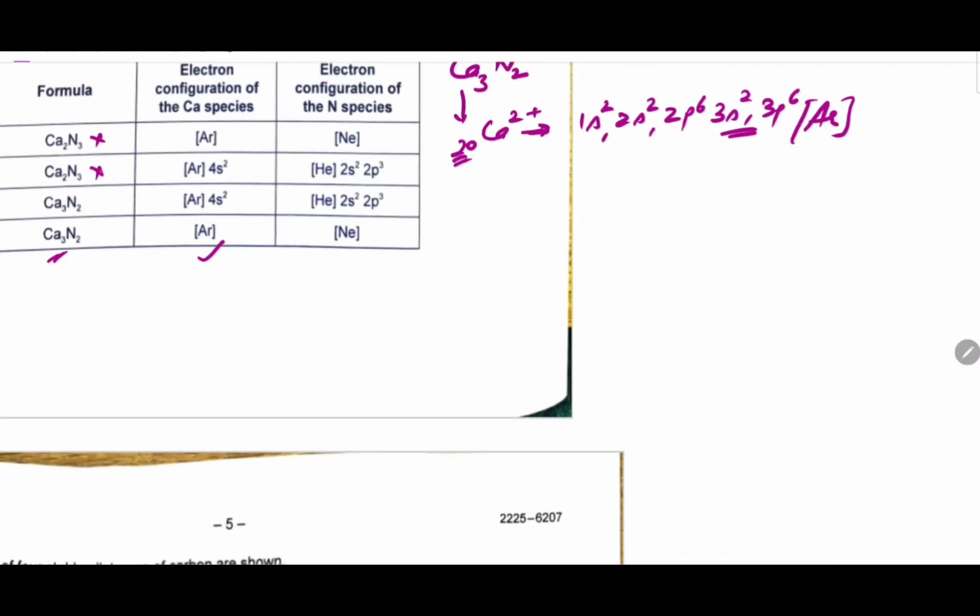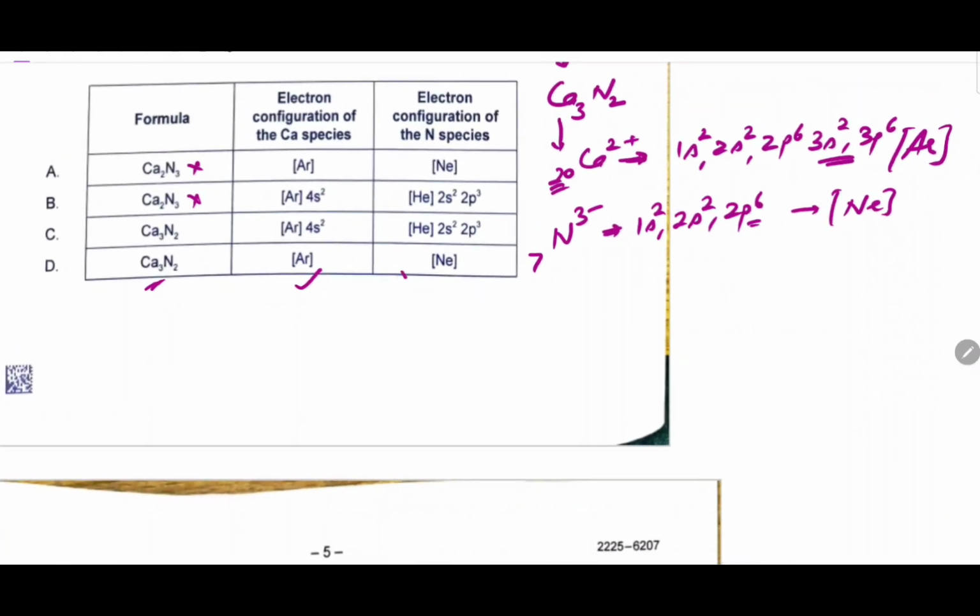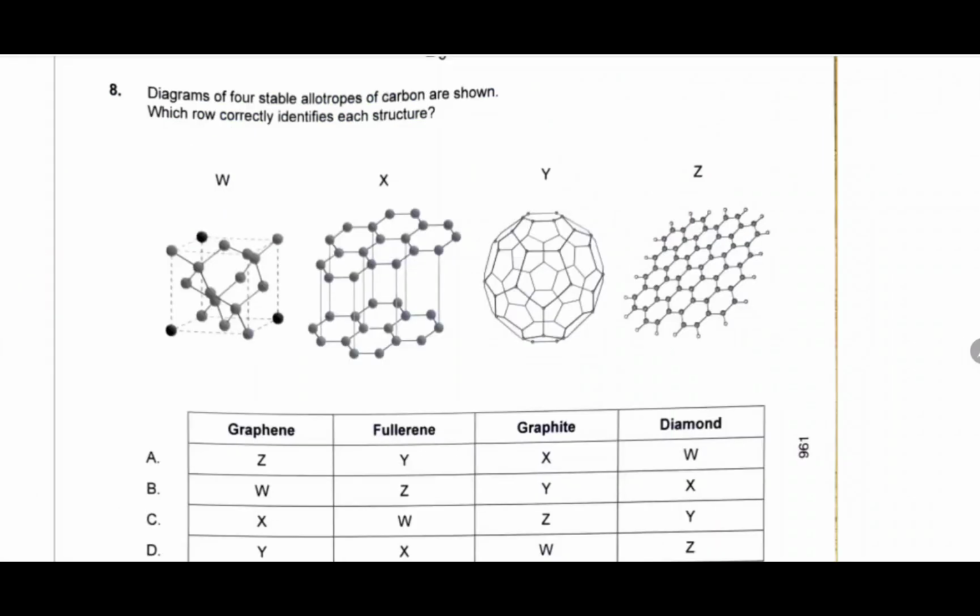What about nitrogen? Nitride N3- is the species. Nitrogen has 7 electrons, 3 added. It will have 1s2, 2s2, 2p6, which is equal to neon. Therefore, the correct answer is neon and argon. Argon for calcium, neon for nitrogen. Answer is D. Okay.